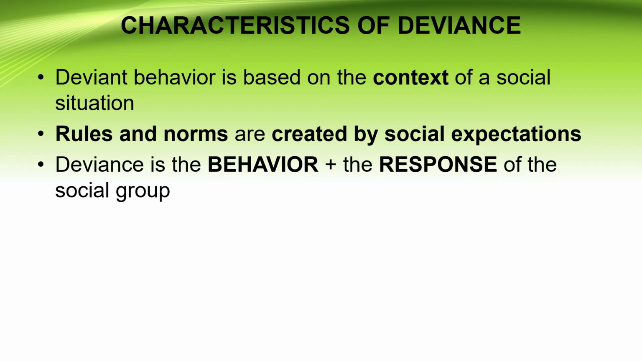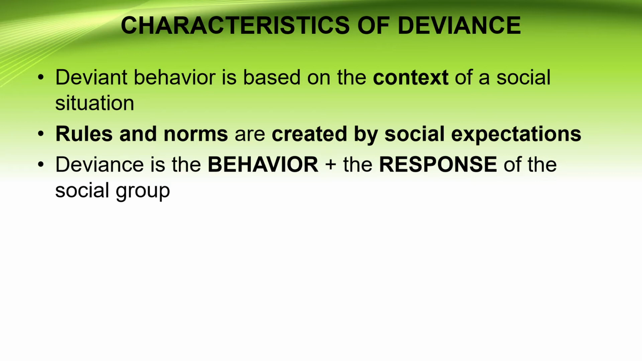What are the characteristics of deviance? First, deviant behavior is based on the context of a social situation. It means that an act that may be deviant for one group may be normal for another. For instance, sleeping during office hours or working hours is considered deviant in the Philippine setting. But in Japan, it is normal for workers to sleep in their offices as it is a sign of hard work for them.